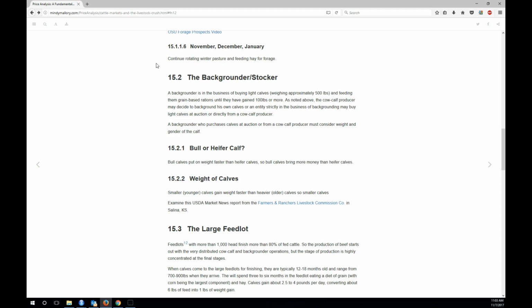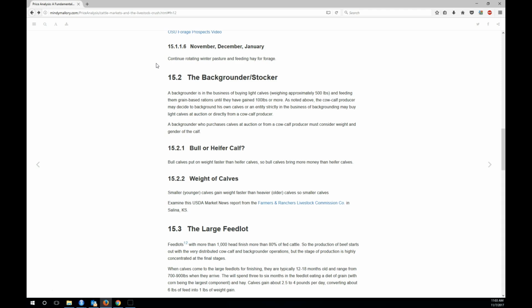So a backgrounder who's going to go and purchase calves at auction is going to be thinking about the differential between different calves' weight and the different genders of the calf. So it turns out that bull calves put on weight faster than heifer calves. So bull calves tend to be a little higher priced than heifer calves because they gain weight more efficiently.